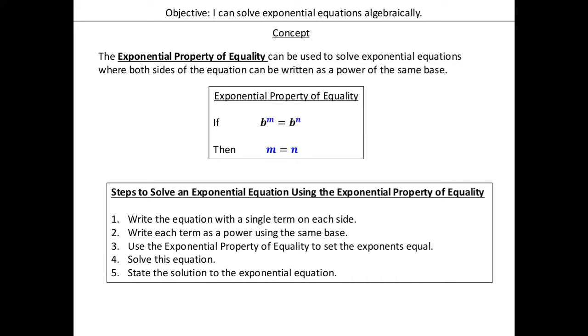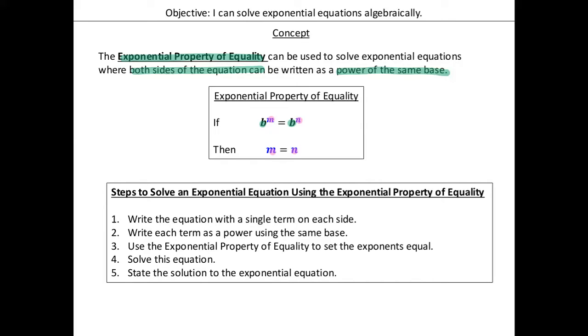All right, so in today's concept, we have the exponential property of equality. It can be used to solve exponential equations where both sides of the equation can be written as a power of the same base. And then that'll give us the exponential property of equality. So this says if you have the same base raised to different exponents, then my two exponents will equal each other. Okay? So if I have the same base with different exponents, then my two exponents can equal each other.